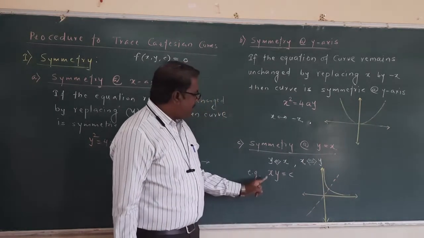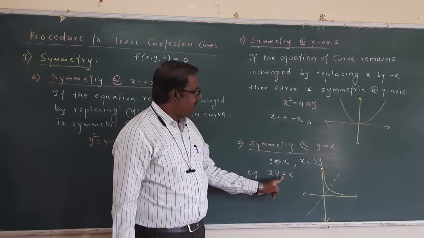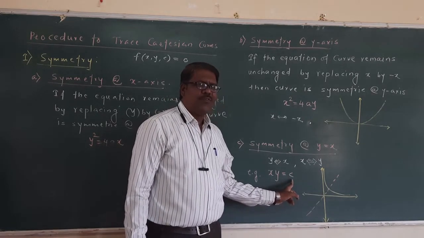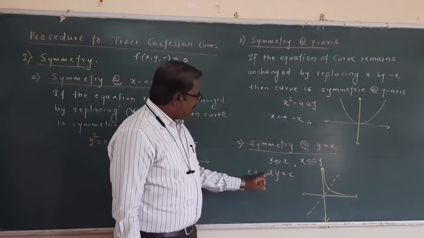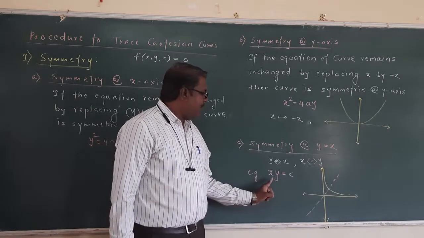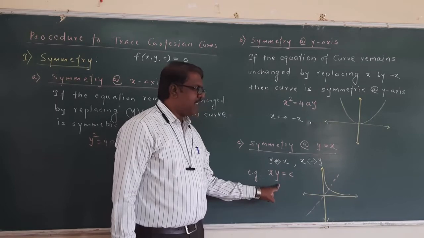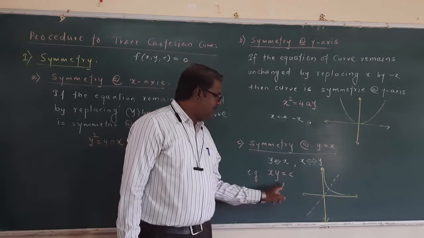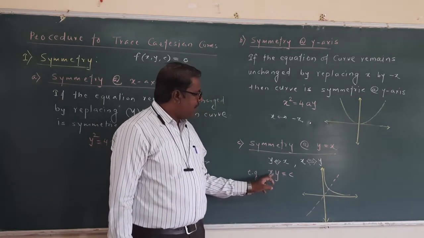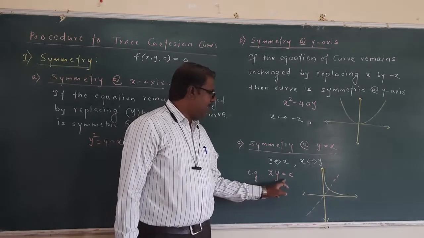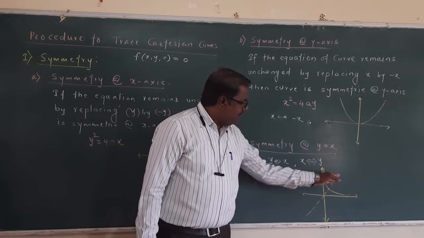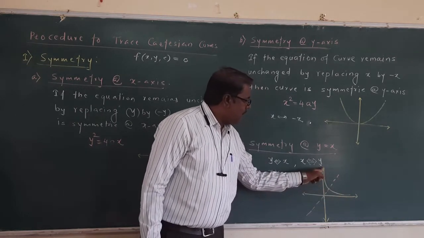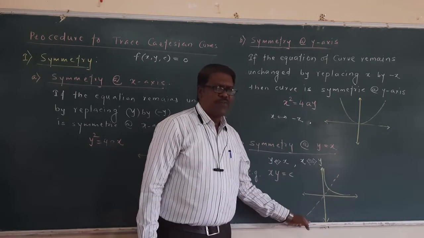For example, if I choose the equation as xy is equal to c, so just now we have studied that xy is equal to c is the equation of rectangular hyperbola. So if I consider xy is equal to c, when I replace x by y and y by x, what will be this product? yx, but yx can be written as xy. So after replacement of y by x and x by y, equation remains as it is, and therefore this curve is symmetric about the line y is equal to x. So this is a rectangular hyperbola which is symmetric about the line y is equal to x.